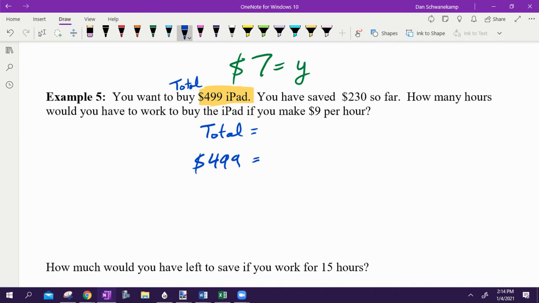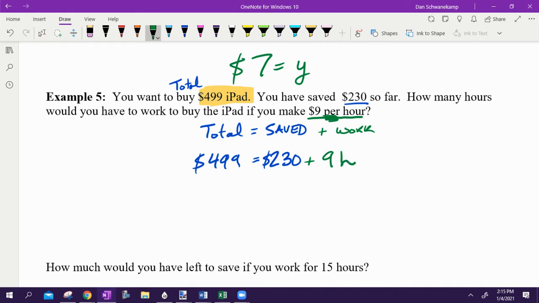The total is going to be equal to how much I've saved already. How much money have I saved? Well, I've saved $230. But obviously that's not enough. I've got to take that money I've saved plus my work money. How much money do I make if I work? Well, I get $9 per hour, $9 every hour. I could use X.